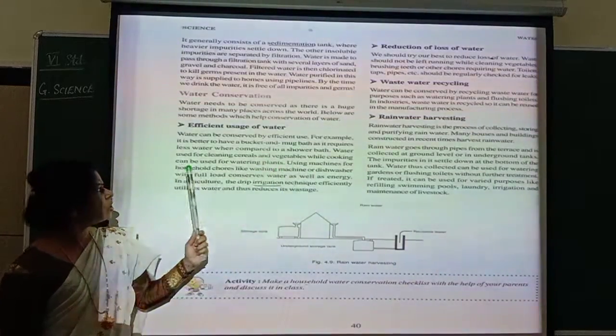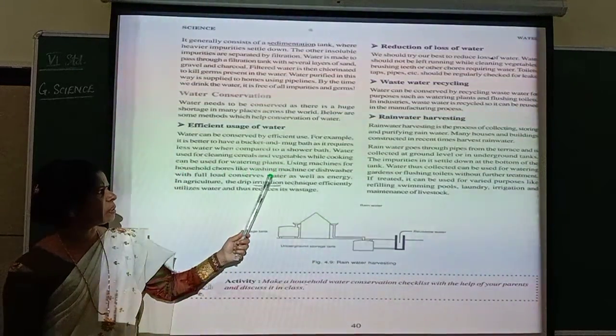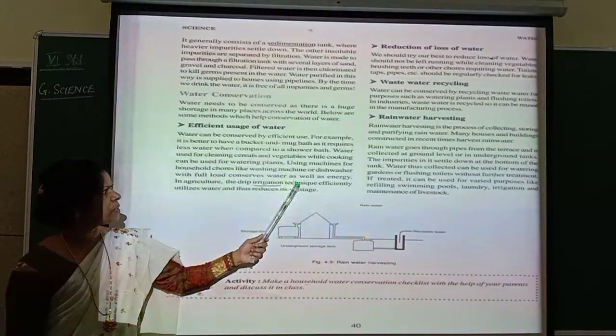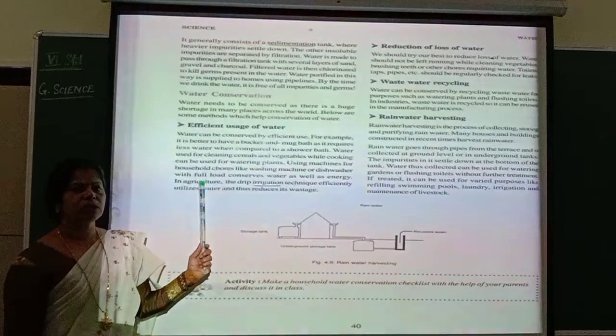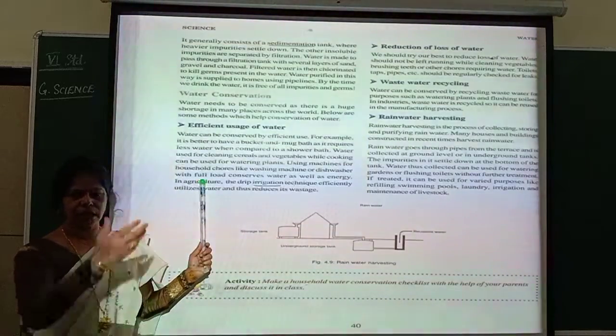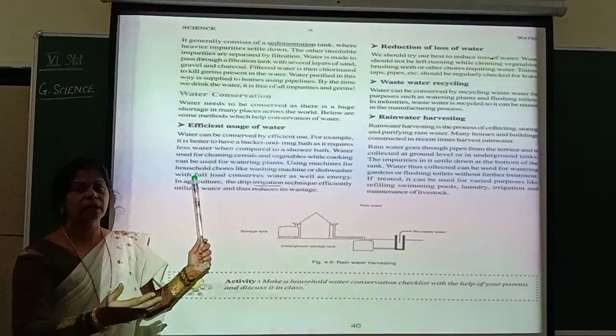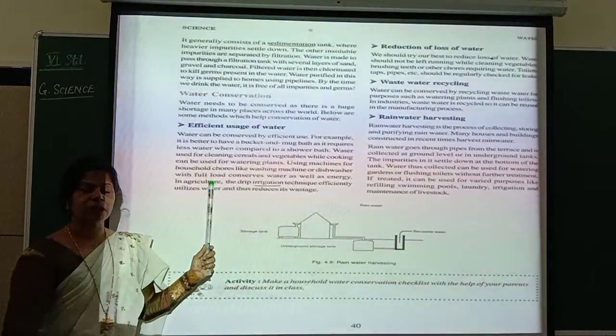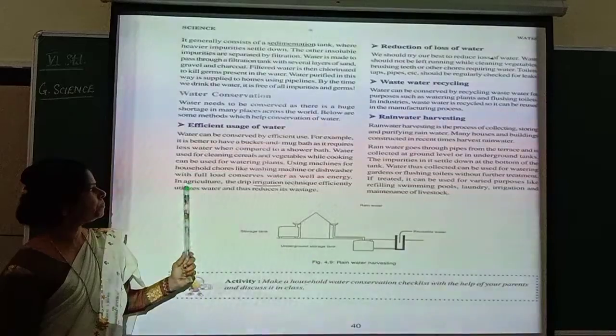Using machines for household chores like a washing machine or dishwasher with full load conserves water as well as energy. So you are using a dishwasher now. If you directly just leave the water running and wash the dishes, meaning vessels, and then washing machines, all that requires more and more water.